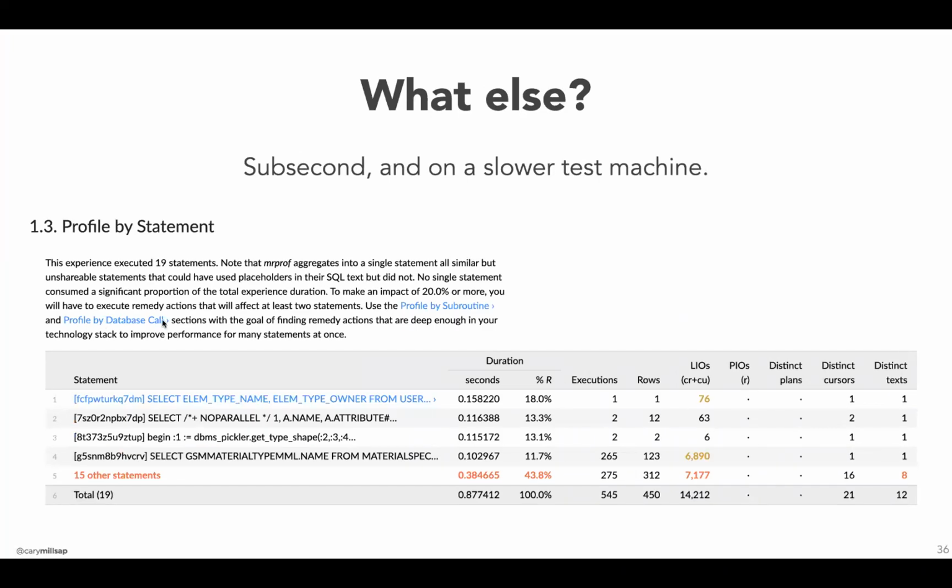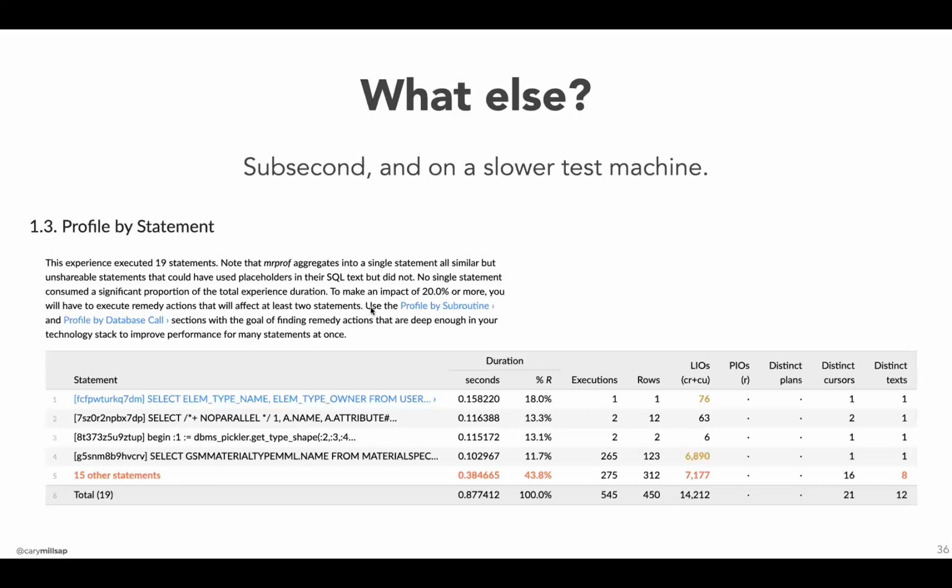You might have noticed, and I went through so fast and the print's so small that maybe you didn't, but every one of these tables that I show has a paragraph in front of it, and the paragraph's generated by our software. And this one here, for example, it says this experience executed 19 statements, which jives with that number there. Note that Mr. Prof aggregates into a single statement all similar but unshareable statements. It could have used placeholders but didn't. No single statement consumed a significant portion of the total duration. To make an impact of 20% or more, you're going to have to execute remedy actions that will affect at least 2 statements.